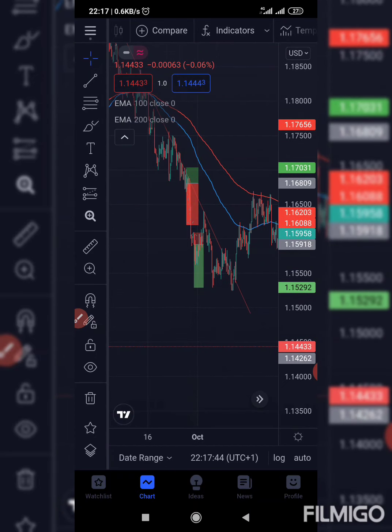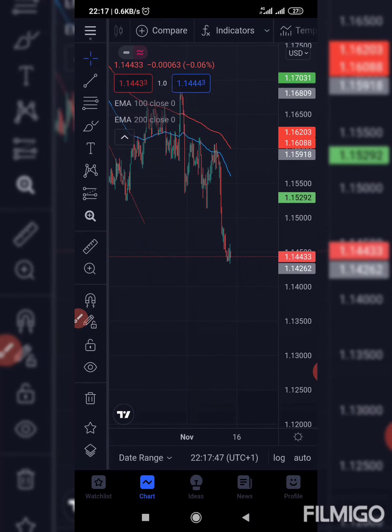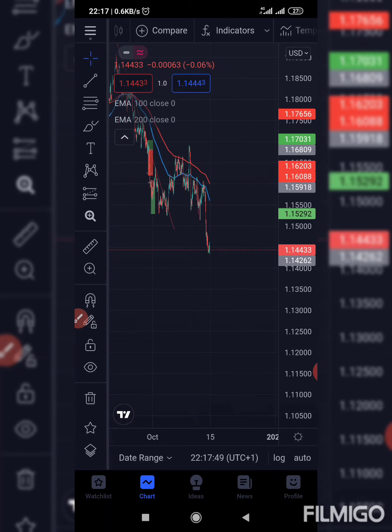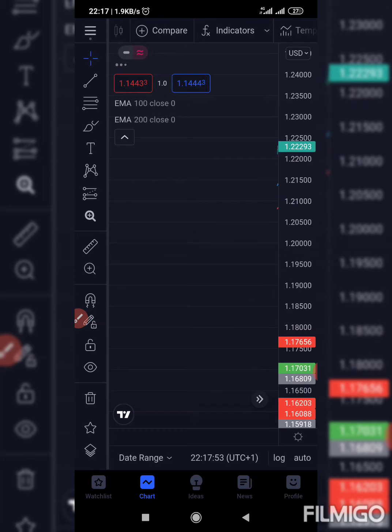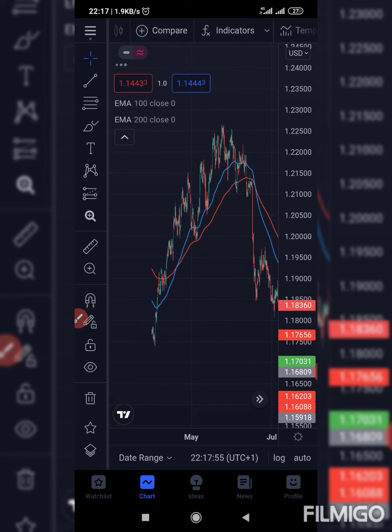Here it keeps going down and down and down until now we are still there, still going down. Can you see it? So that is it. Then the other one that we have is what we call golden cross. Now golden cross happens here.